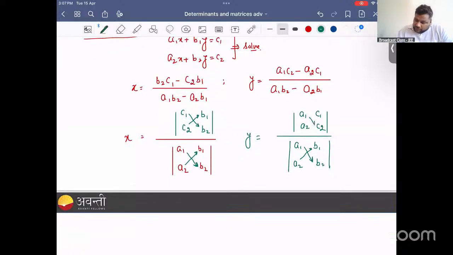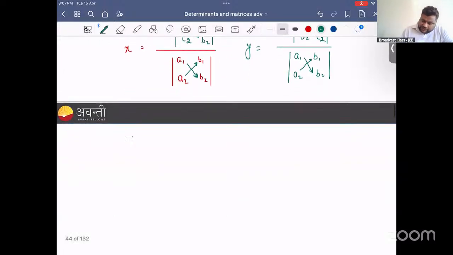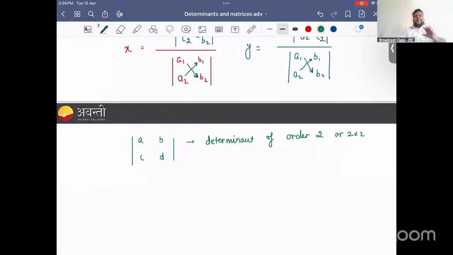So this is what we call a determinant of order 2. From here, the determinant originates. If I have A, B, C, D, this is a determinant of order 2, or you can write it as 2 by 2, because we will be dealing only with square determinants, no rectangular determinants. Its value will be AD minus BC. Am I correct?